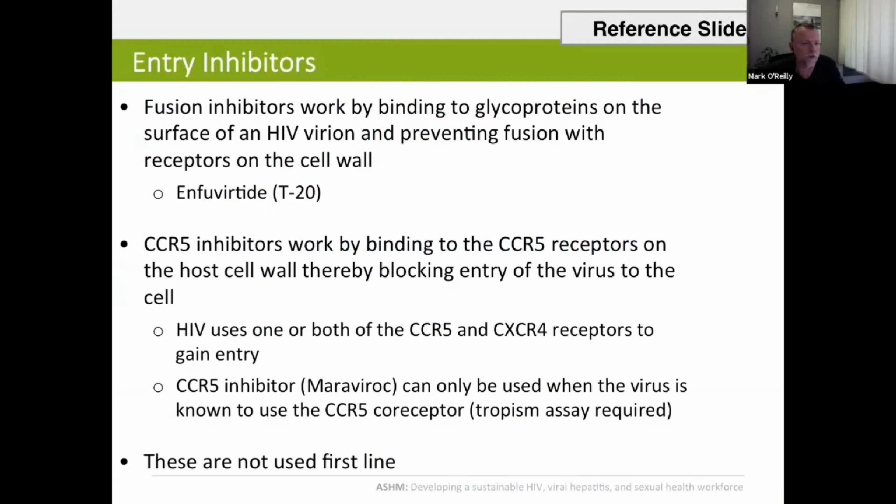So I invite you to pause the video briefly and to familiarise yourself with the following slides, looking at each of the individual drug classes and where they work within the HIV viral life cycle.